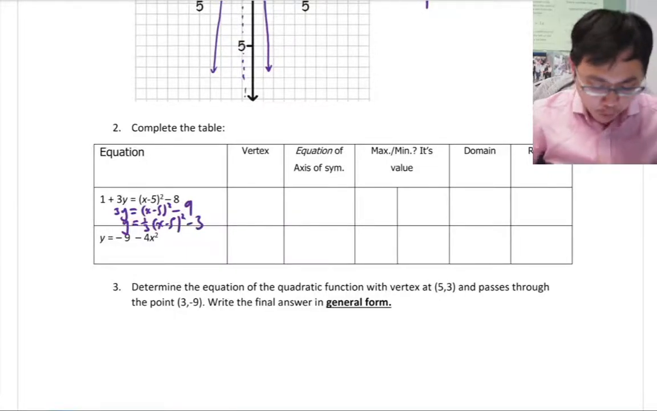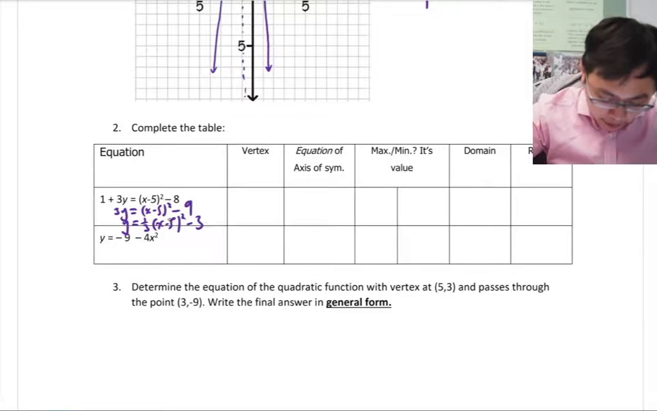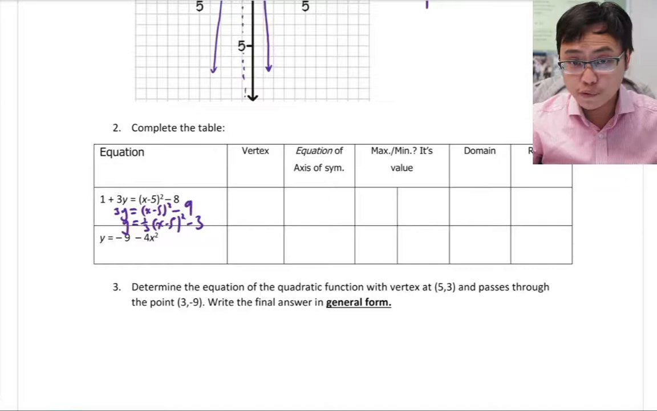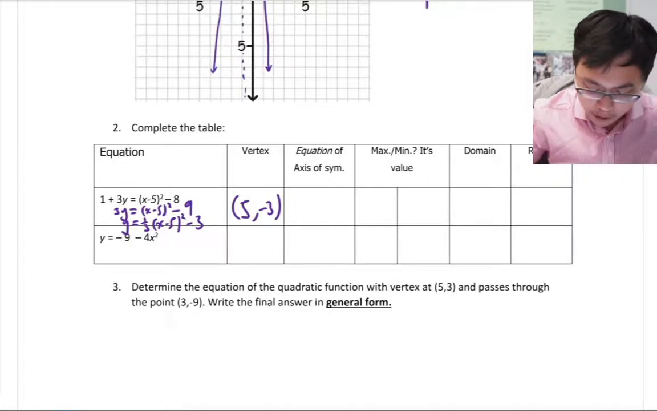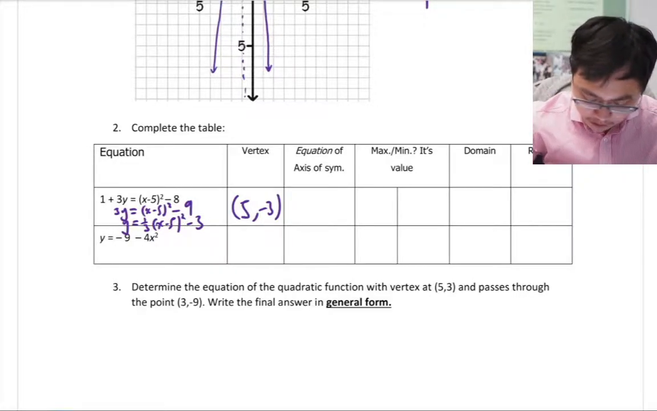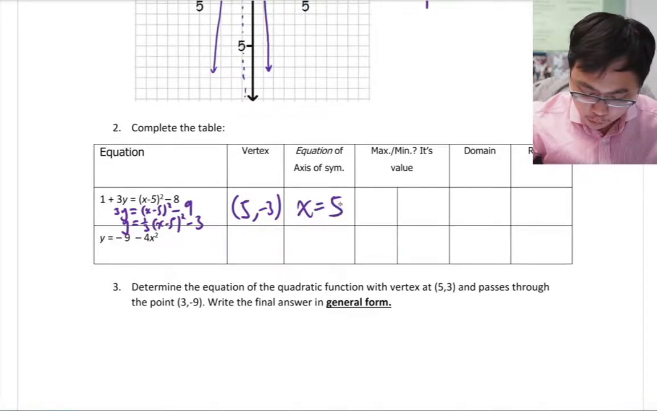Okay, so now we can have a look at the values. So the vertex will be at, since it is x minus 5, it's shifted 5 places to the right. So the vertex will be at 5 and -3 because it's -3 outside. The equation of the axis of symmetry is x equals 5. Remember, the vertex x value and the x equals is the same.